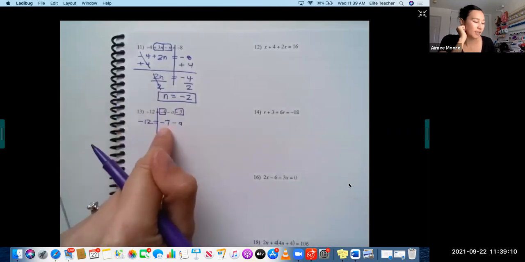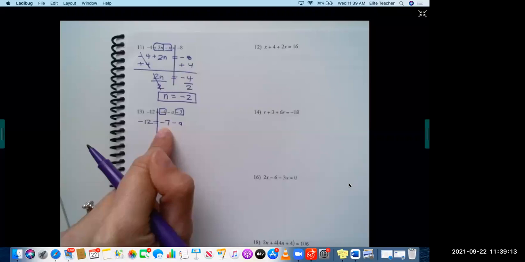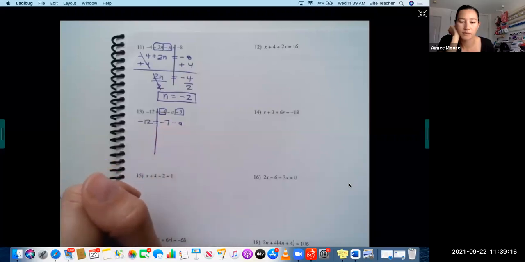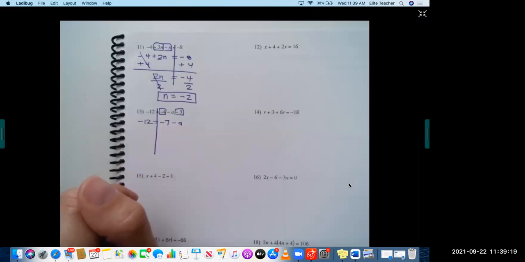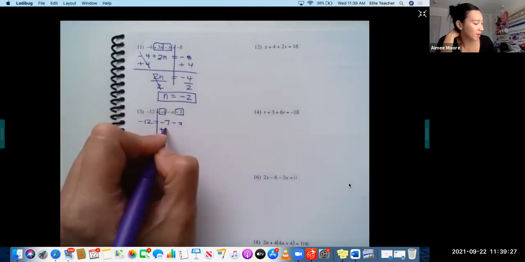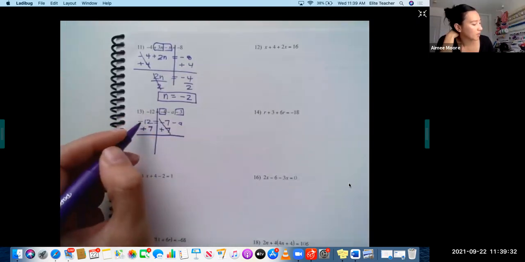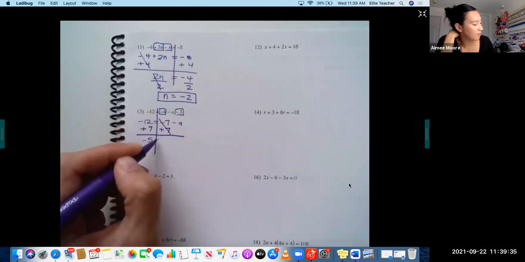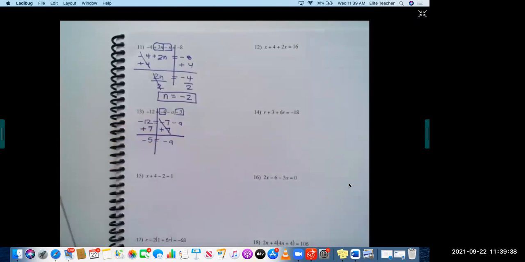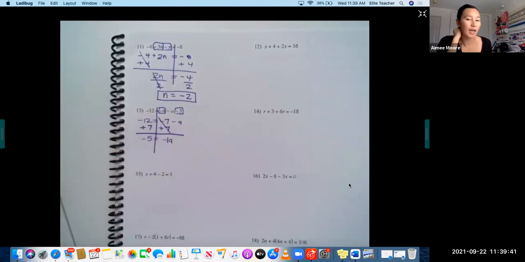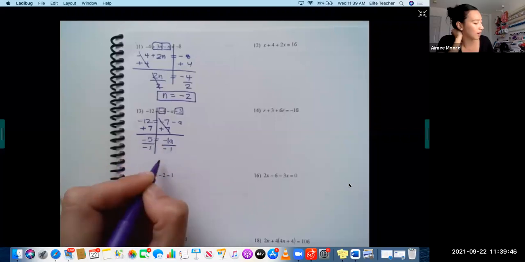And then how can I get rid of this negative 7? What will make negative 7 equal 0? The opposite of negative 7, which would be positive 7. And whatever we do to one side, we have to do to the other side. So negative 12 plus 7 is negative 5 equals negative a. So negative a, remember that's negative 1a. So if we want to solve for a, we need to divide both sides by negative 1. And so a would equal positive 5.